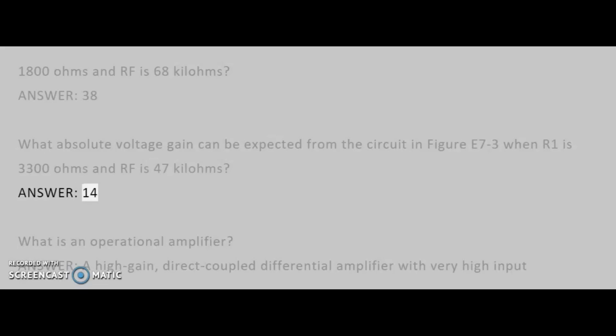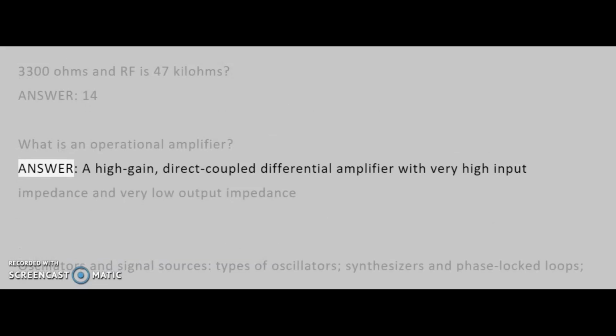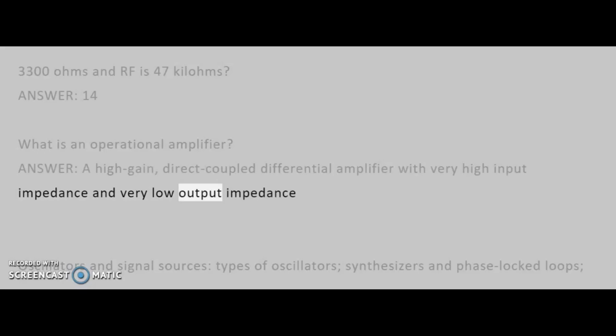Answer: 14. What is an operational amplifier? Answer: a high-gain, direct-coupled differential amplifier with very high input impedance and very low output impedance.